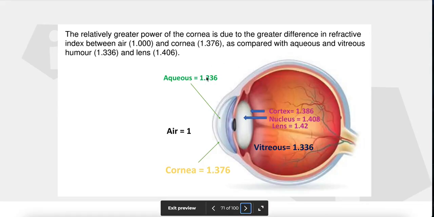The relatively greater power of the cornea is due to the greater difference in the refractive index between the air in front and the aqueous behind. This is what will cause the major refraction to occur at the cornea. But the cornea doesn't have the highest refractive index, as the lens has a higher refractive index than the cornea.